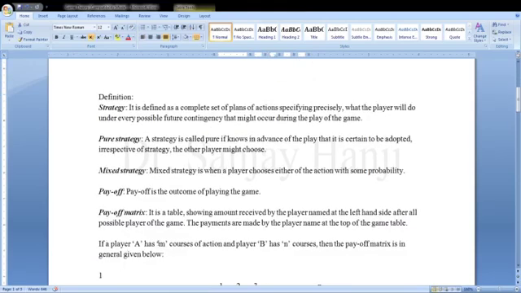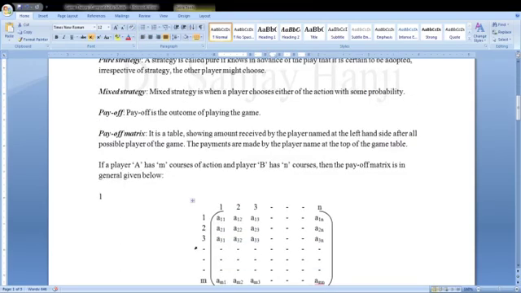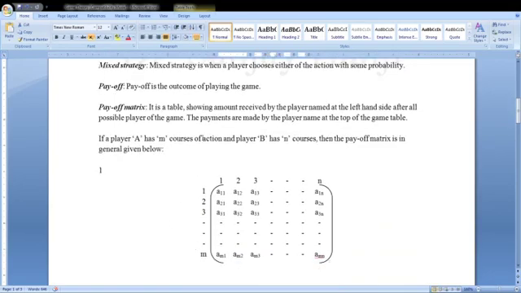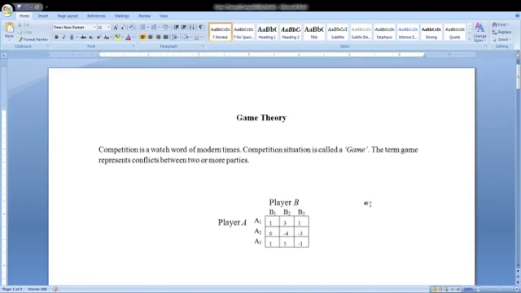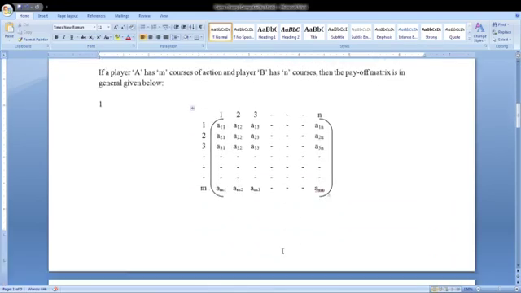Now, if player A has M courses of action, here there are the actions. Player B has N courses of action, then the payoff matrix in general is given below like this. So it is something like this only, right?